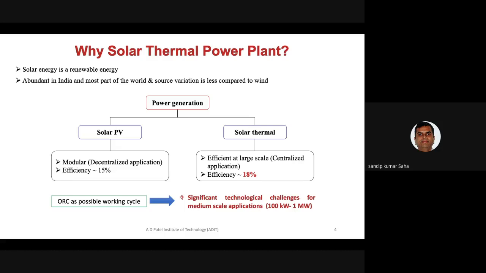Okay. However, the problem with this solar thermal power plant is that if we don't use solar thermal energy storage here, then we will not be able to improve this efficiency, and it has been calculated that we can improve the efficiency to 22% if we use some sort of thermal energy storage.